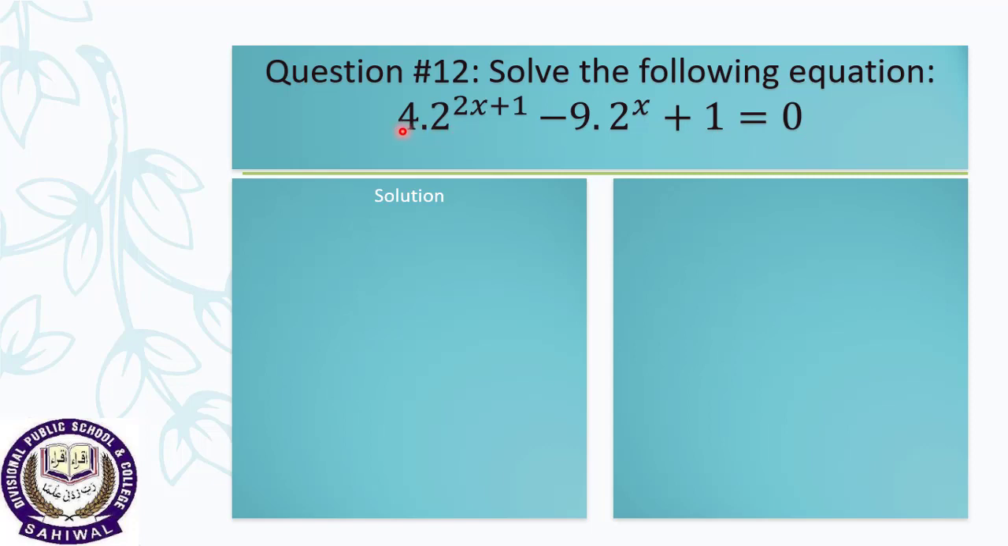This cannot be read as 4.2. It is read as 4 multiplied by 2. This dot means multiplication here, as two different types of numbers are multiplying. 2 raised to power 2x plus 1 is an exponential number multiplying with 4. Similarly, 2 raised to power x is an exponential number multiplying with 9.